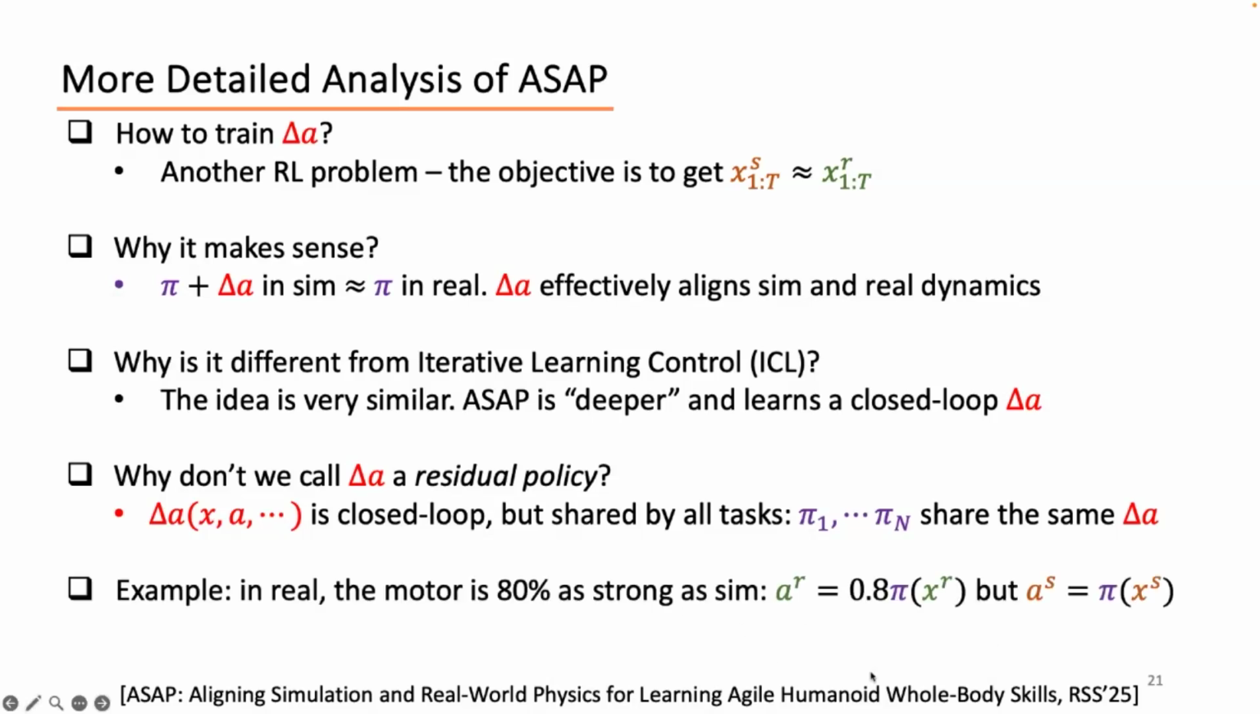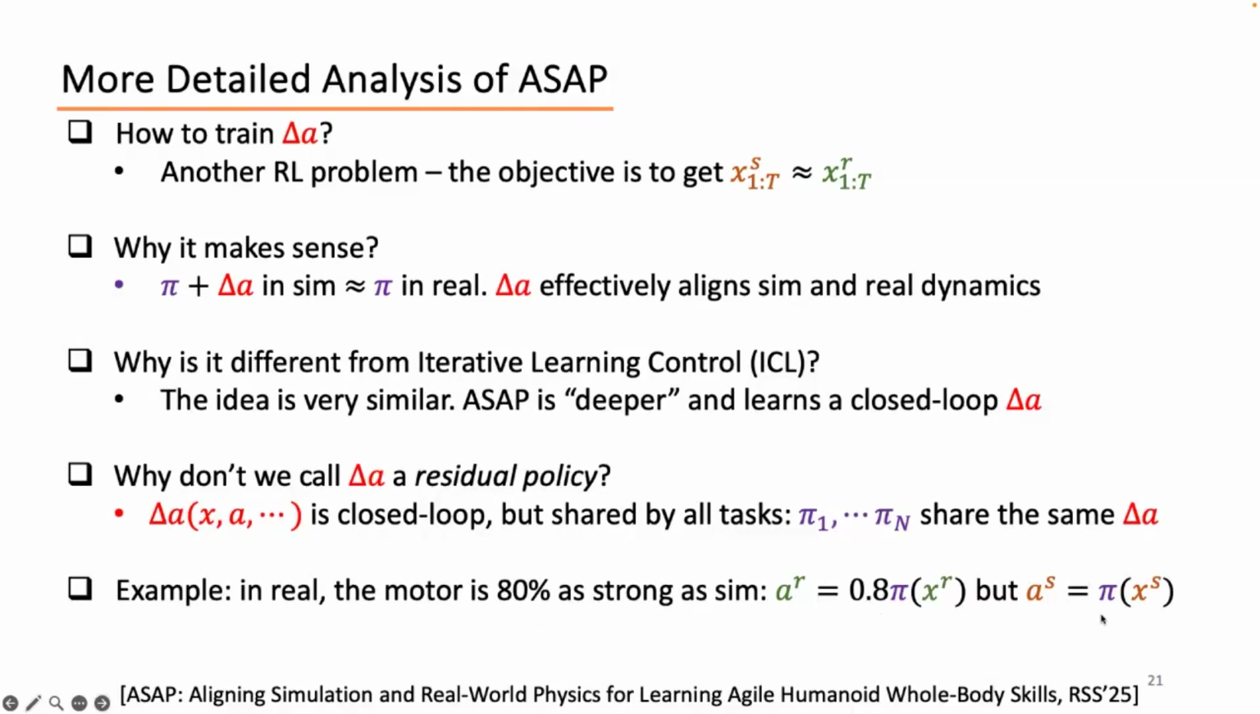And finally, I want to give you intuitive examples. For example, in real world, somehow the robot motor is 80% as strong as sim for whatever reason, which is common, by the way, right? The robot motor is 80% as strong as simulation, meaning that the policy output will be only executed 80%, right? AR is just 80% of pi, right?